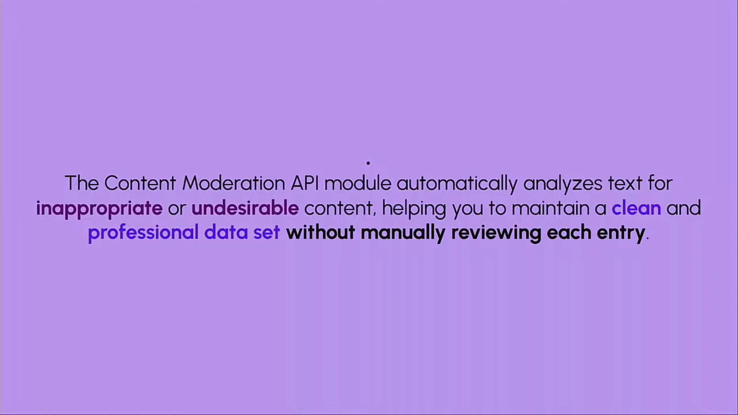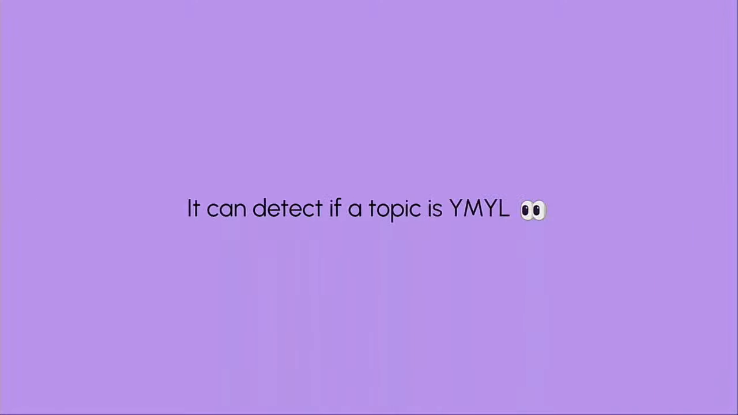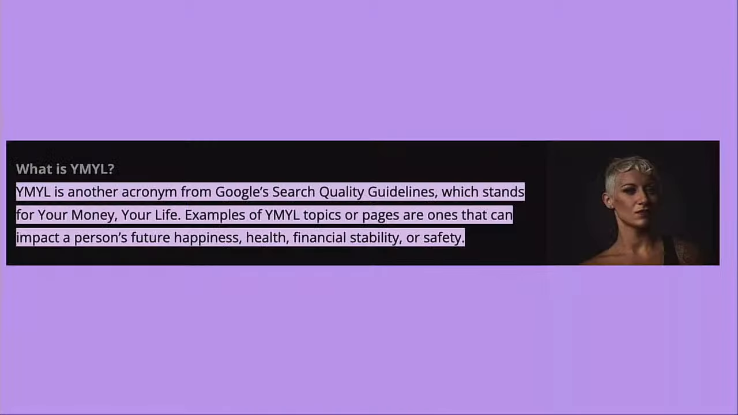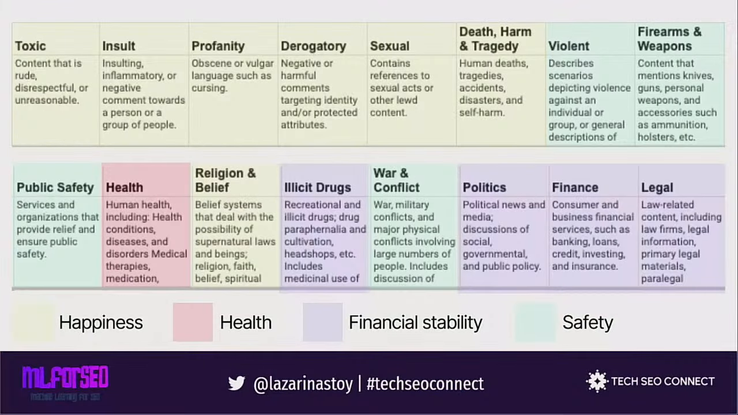And when I read that, I was like, that's cool. Is that not like detecting whether the content is your money or your life? Because that sounds awfully similar to what Lily Ray has described that it means, right? Topics that affect your happiness, health, financial stability, or safety. So if you look at the categories that this API that is owned by Google does, it's actually those 4 categories, right? You have things like, is it a health-related topic? Is it religion? Does it talk about guns or like public safety and things like that?